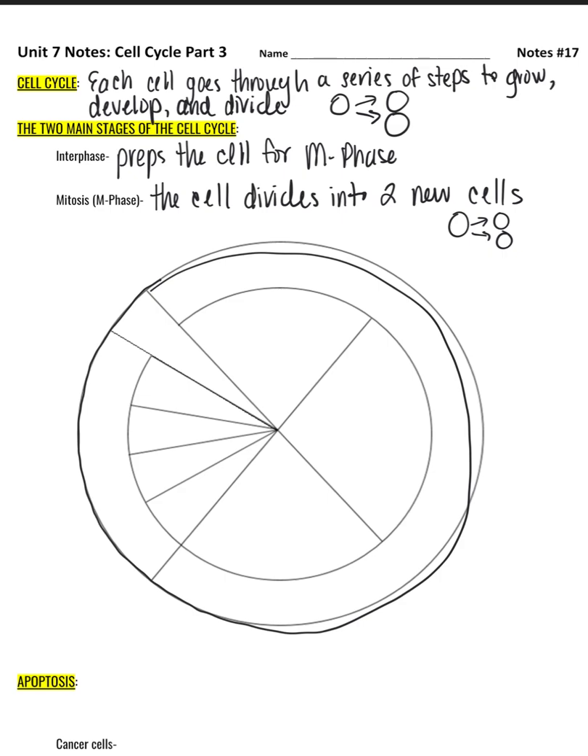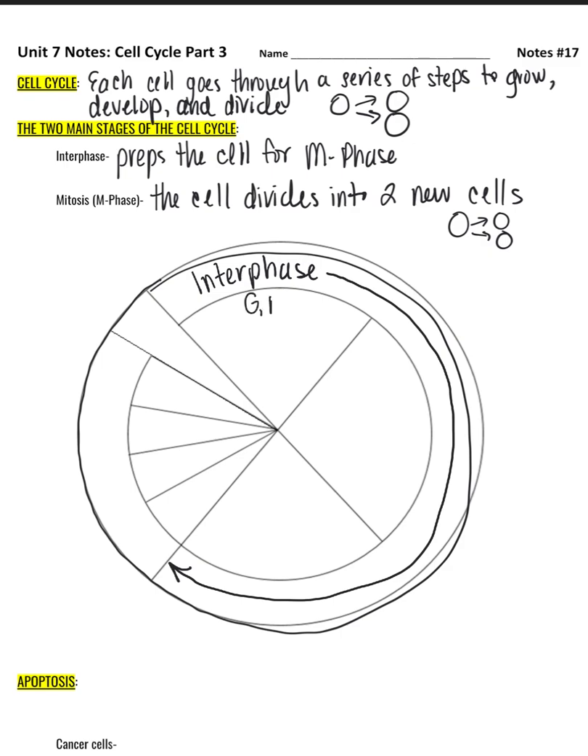All right, so I'm going to start off by labeling this outside part right here. This is called interphase, which is what I mentioned above. Interphase is going to be the longest part of the cell cycle. And interphase is going to be divided up into three phases. We have what's called the G1 phase, the S phase, and the G2 phase.